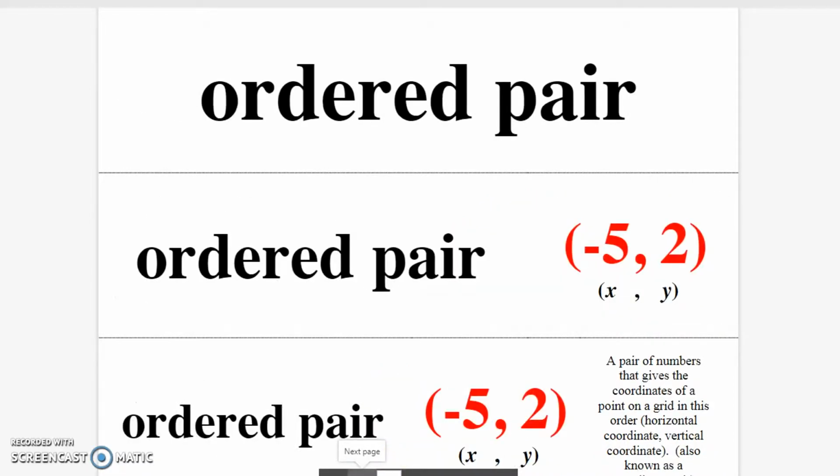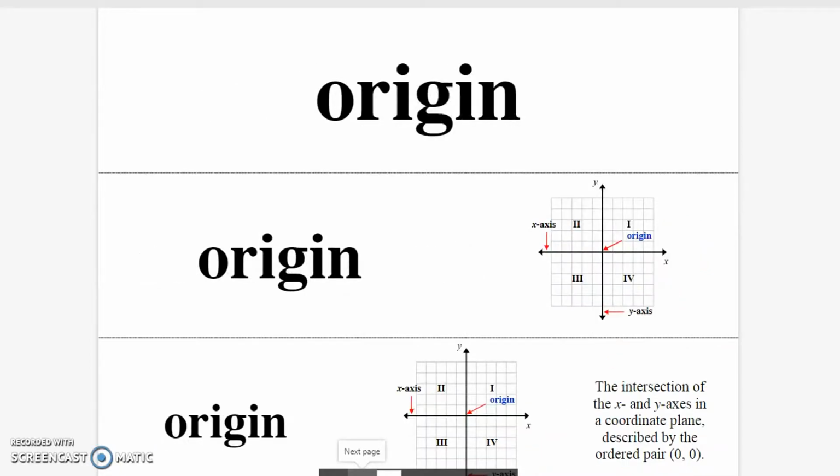Ordered pair. A pair of numbers that gives the coordinates of a point on a grid in this order: x, y. Origin. The intersection of the x and y axes in a coordinate plane, described by the ordered pair 0, 0.